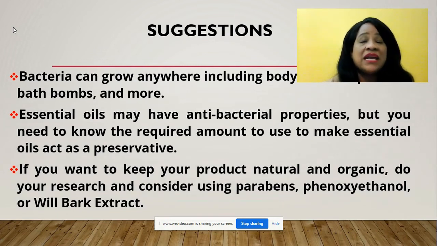Bacteria can grow anywhere, including body scrubs, lip balms, bath bombs, and more. Essential oils may have antibacterial properties, but you need to know the required amount to use to make that essential oil act as a preservative. And if you want to keep your product natural and organic, do your research. Consider using parabens, phenoxyethanol, or you can even use wheel bark extract.